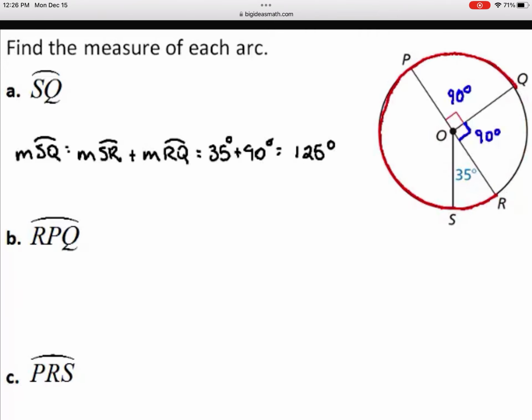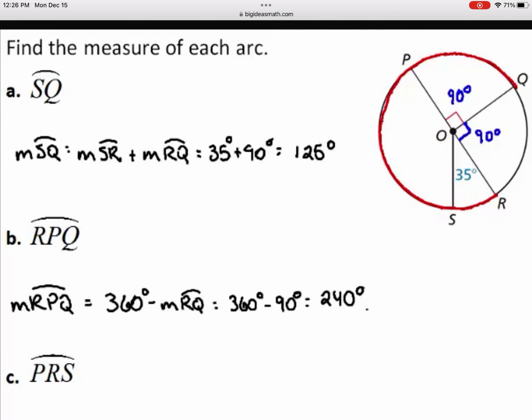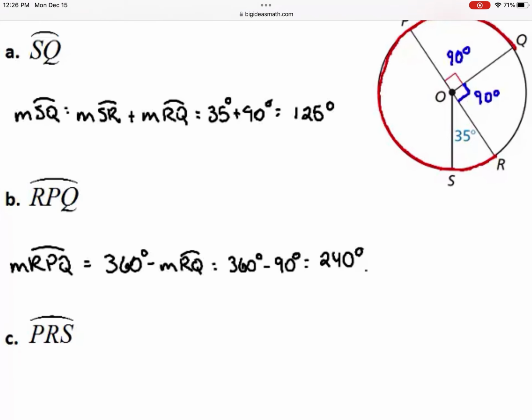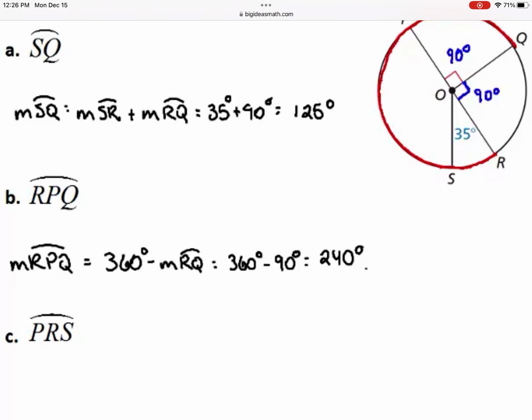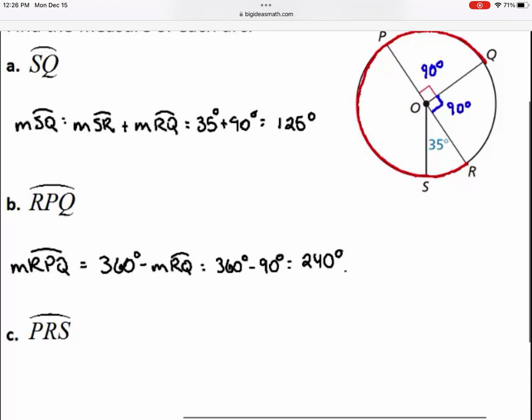Part B. Arc RPQ. So the measure of arc RPQ equals 360 degrees minus the measure of arc RQ, which equals 360 degrees minus 90 degrees, which equals 240 degrees.